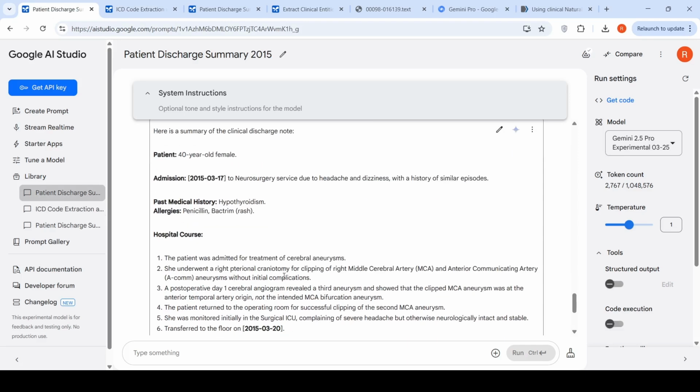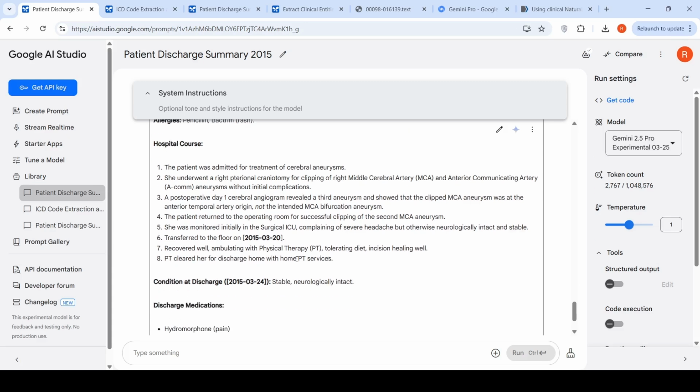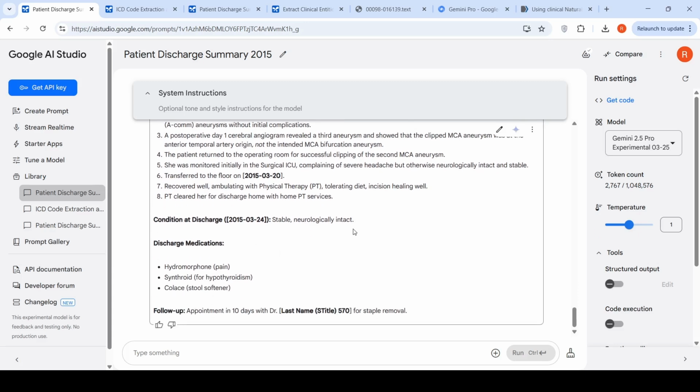She underwent a surgery, clipping of the right anterior aneurysms. Post-operative day one, a cerebral angiogram revealed a third aneurysm. So, again, the patient returned to the operating room and it was done. She was monitored initially in the surgical ICU, transferred to the floor, recovered well, ambulating with physical therapy, tolerating diet, incision healing well. Patient cleared for discharge home with home PT services. Basically here, the physical therapist cleared her for discharge with home PT services, condition at discharge, medications, appointment in 10 days.